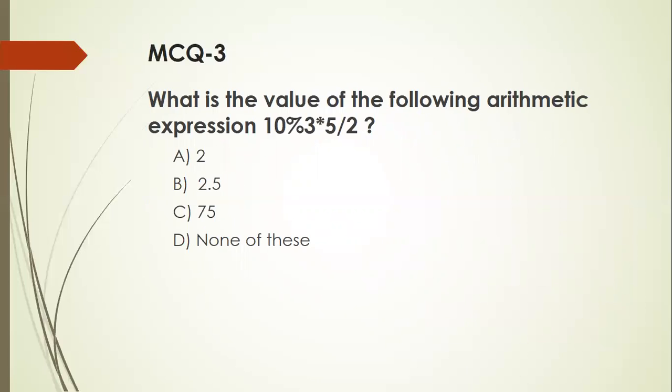What is the value of the following arithmetic expression? 10 percent 3 star 5 slash 2. Here percent and star have the same priority. So 10 percent 3 means 1, into 5, 1 into 5 is 5. Then 5 by 2. In the case of 5 slash 2, both 5 and 2 are integers, so the fractional part is truncated. The result is 2. The correct answer is A.